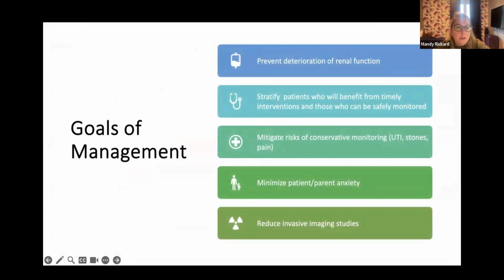So when we consider the goals of hydronephrosis management, ultimately, we want to prevent deterioration of renal function. We want to be able to identify kids who need close follow-up compared to those who can be watched conservatively. We want to minimize parent anxiety, and we want to reduce invasive tests for many who probably don't even need them.